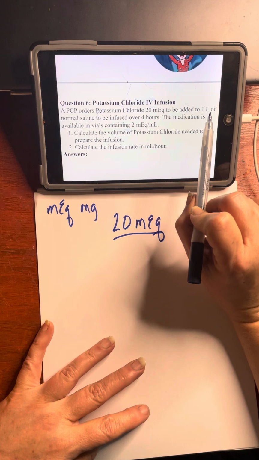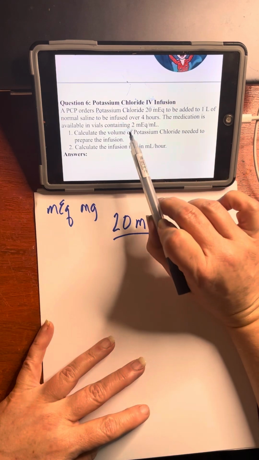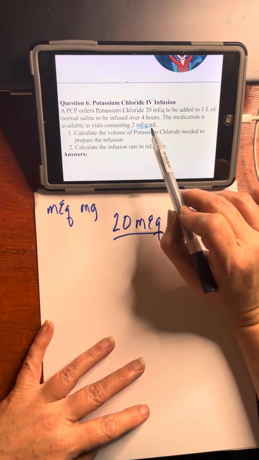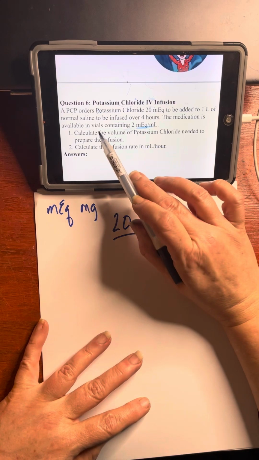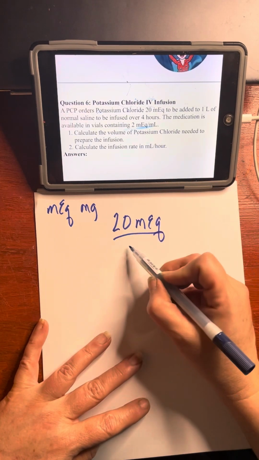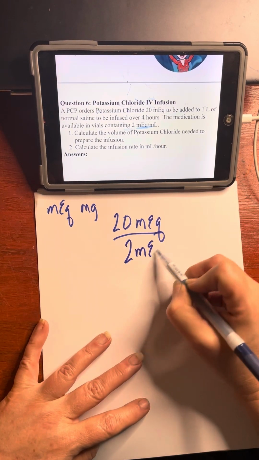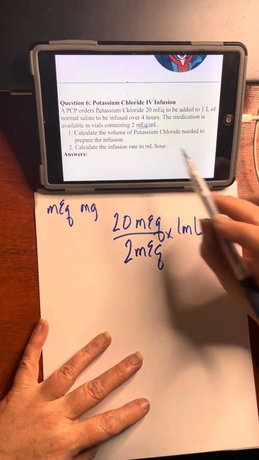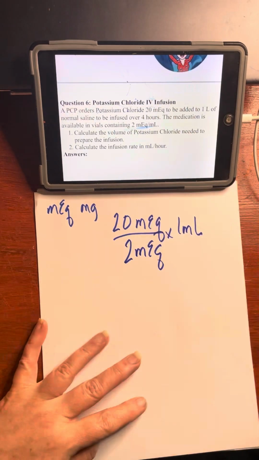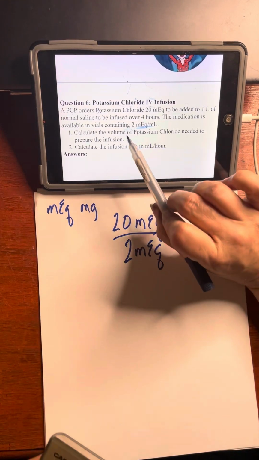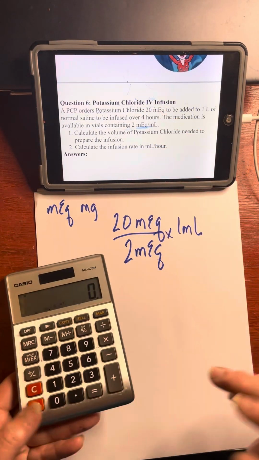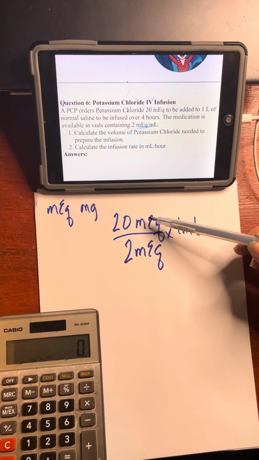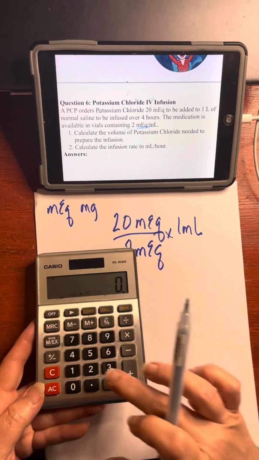And we got to add it to that liter of fluid. But we got to find out how much we have to pull out of the vial. And it says the vial contains 2 milliequivalents per 1 ml. Now, that's not saying the vial only has 1 ml. It's telling you the concentration of that vial. So this is going to be this divided by that times that, okay?